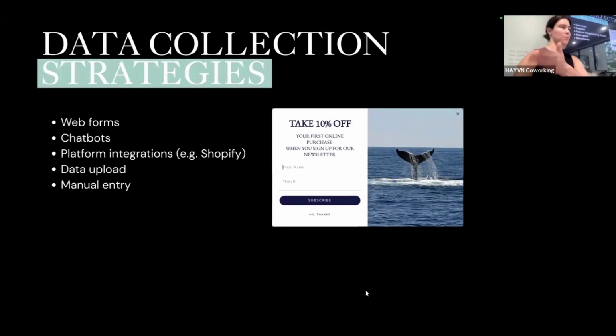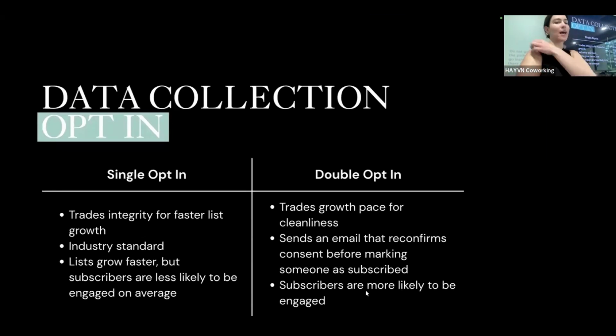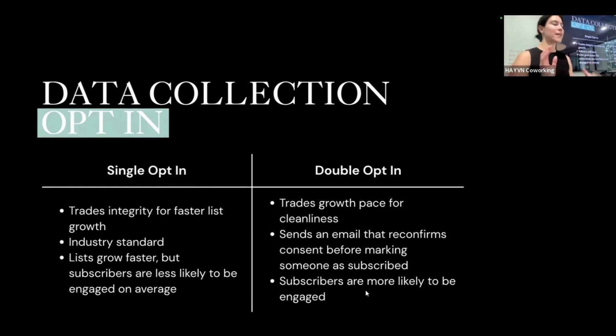So if we go back to this pop-up, one of the issues is that if we have single opt-in turned on, people are going to sign up, get that welcome email immediately, use the code, and then unsubscribe because they don't actually want to hear from you. They just want the discount code. There are always going to be that amount of people, and because single opt-in has less friction than double opt-in, you're going to get more people like that who are just signing up because they want a discount. So it trades that integrity for faster list growth. It is industry standard because people like to grow their lists very fast, but you do have that trade-off where subscribers are less likely to be engaged on average.